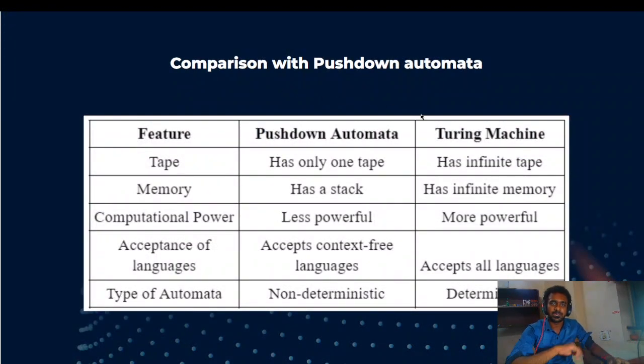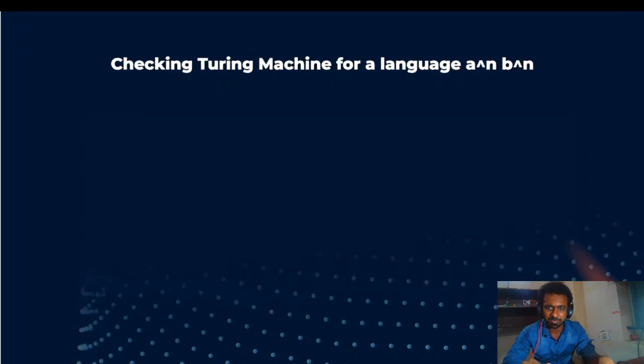Let's compare Turing machine to push-down automata. We know that push-down automata has only one tape of fixed length, while Turing machine has an infinite tape. Push-down automata has a stack as the memory, that is, it has limited memory, and Turing machine again has infinite memory. Push-down automata has less computational power than Turing machine. Turing machine accepts all languages, while push-down automata only accepts context-free languages. Turing machine is deterministic, and push-down automata is a non-deterministic type of automata.